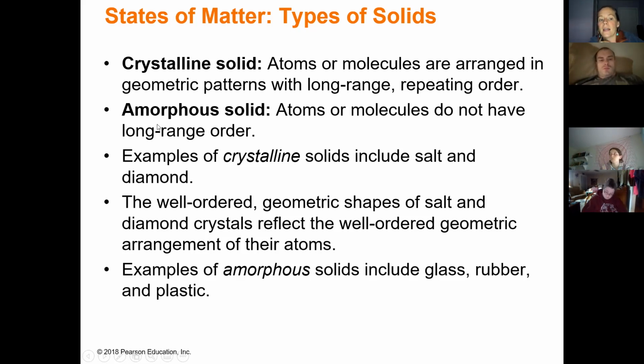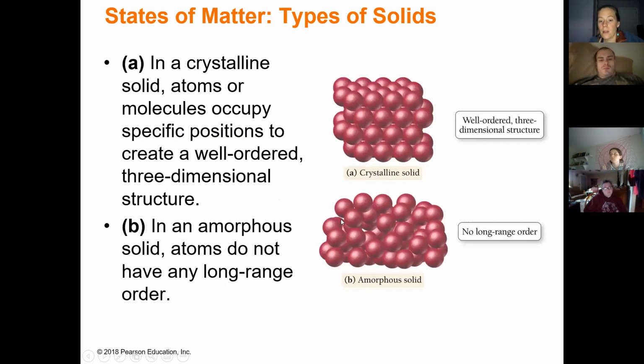An amorphous solid, on the other hand, doesn't have this long range order. Amorphous solids are like glass and rubber and plastic. They are in solid form. The adjacent particles or atoms are fixed in their position. They just happen to not be facing the same direction. They're not as neat and clean.